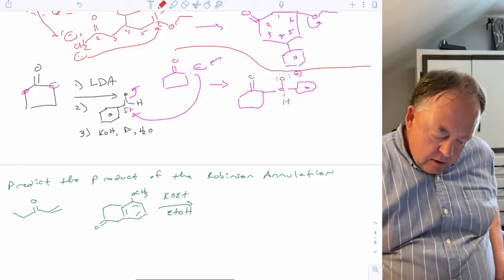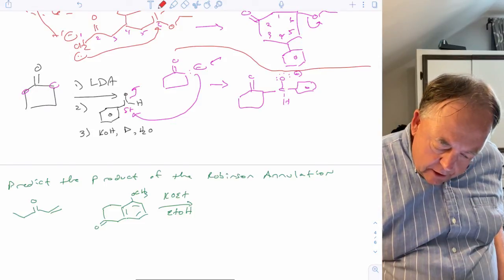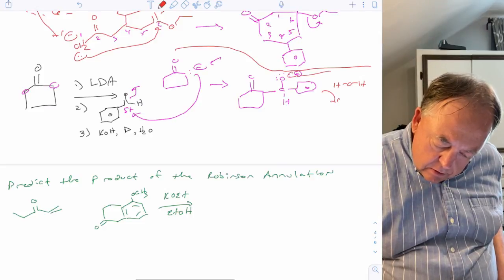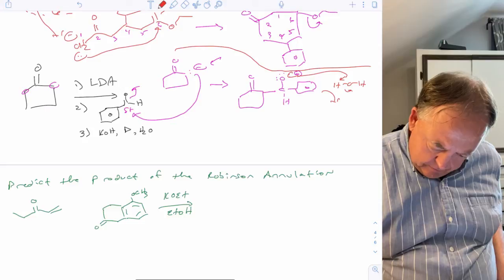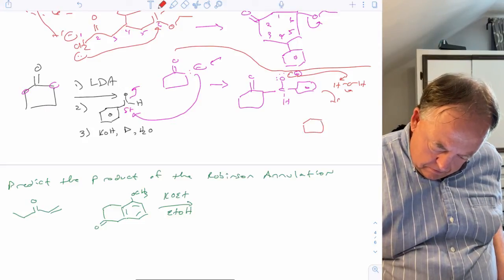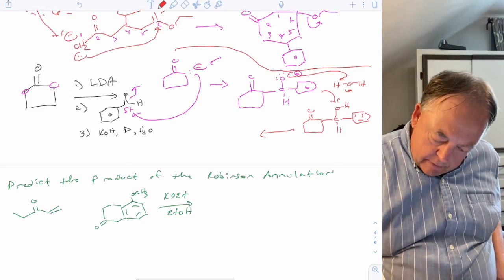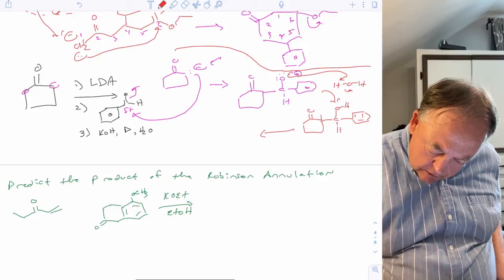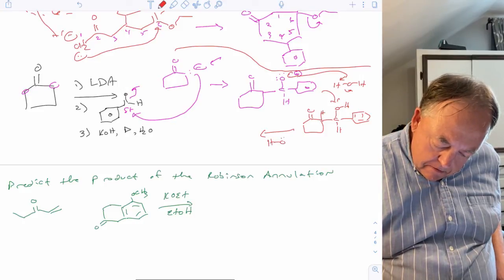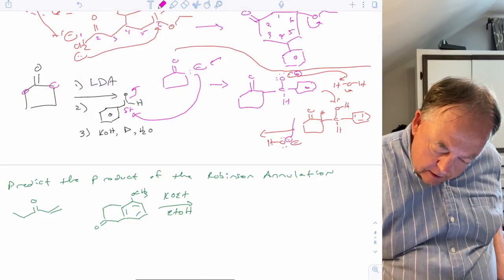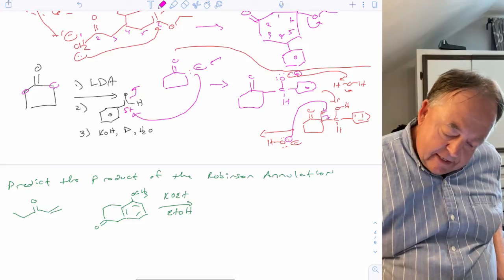So now you do the next step. We're going to pick up a hydrogen from water to make the OH. And then this is going to dehydrate. So with the base, there's a hydrogen there. So we're going to take a lone pair, take this hydrogen off, right? Because that's an aldol product at this point.